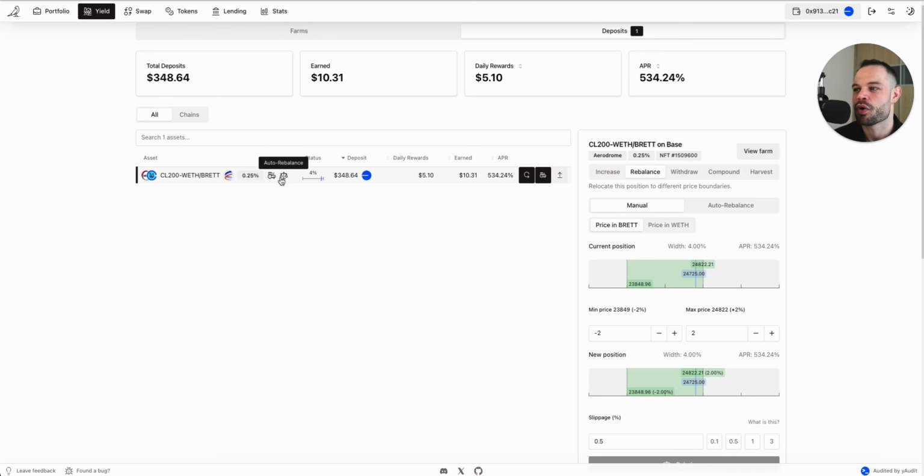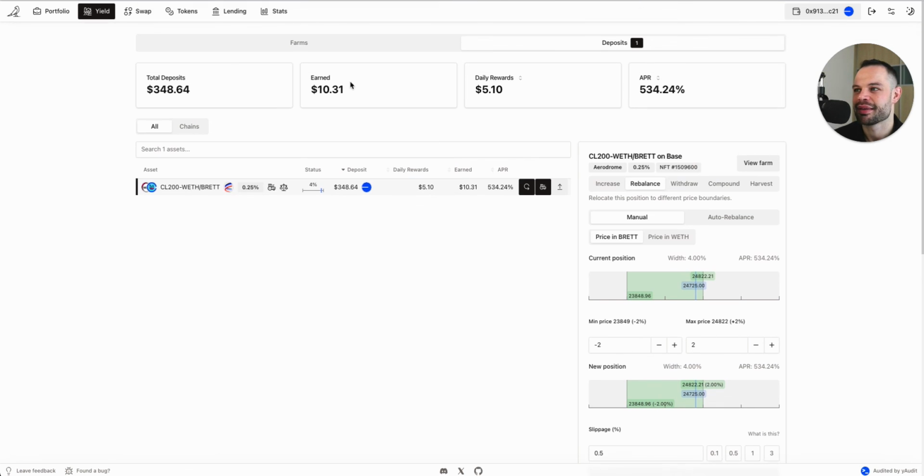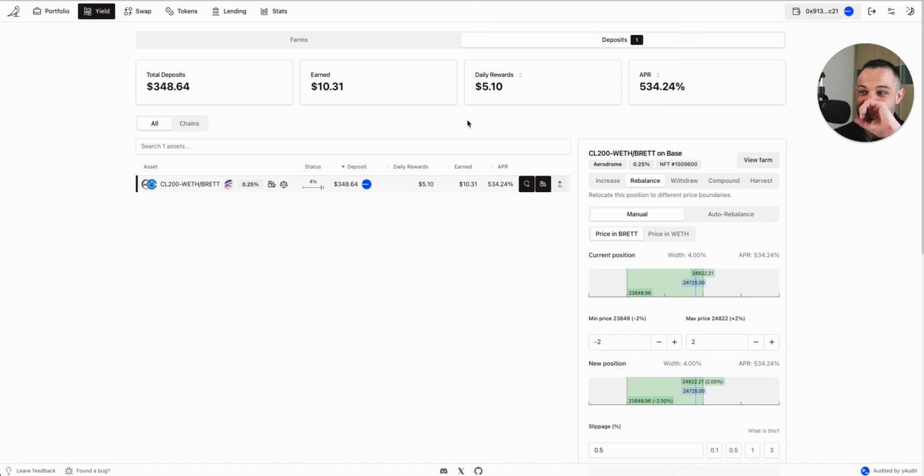But this auto rebalance allows me to be away from my device or away from my computer, not have to check on this particular pool multiple times per day. I can rest easy knowing that I've got the auto rebalance in place, and as soon as I go out of range to the upper or lower bound, the protocol is going to automatically rebalance me back into range and continue earning me these fees. So that is the power of VFAT.